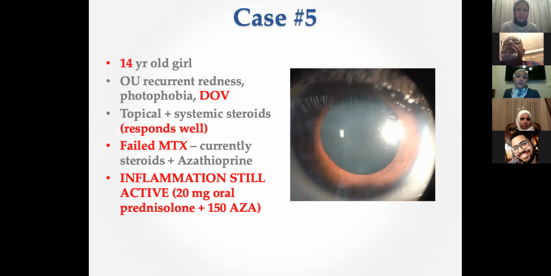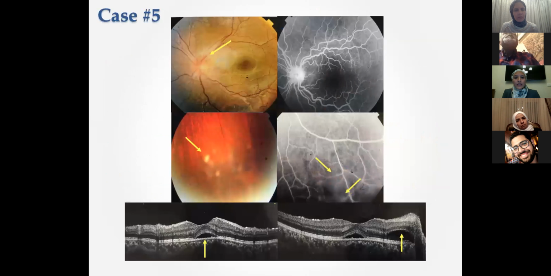And then she was currently put on 20 milligrams of oral prednisolone as well as azathioprine. In spite of these 2 therapies, in addition to 4 times daily of topical prednisolone, the patient still had active inflammation. Unfortunately, in this patient, unlike the previous cases, she had evident disc edema, which showed late leakage on the fluorescein. And in addition to that, she had inferior snowballs and significant peripheral vascular leakage. And the OCT macula showed multiple pockets of neurosensory detachment.